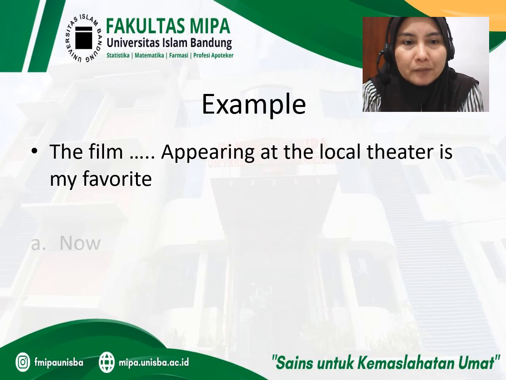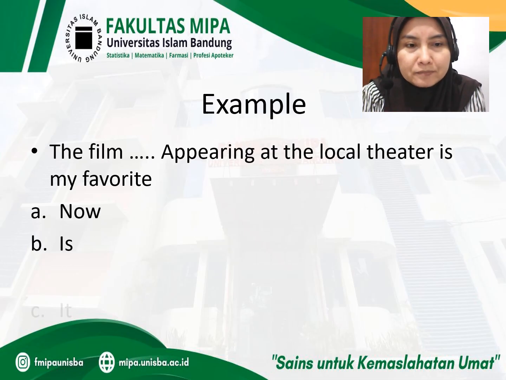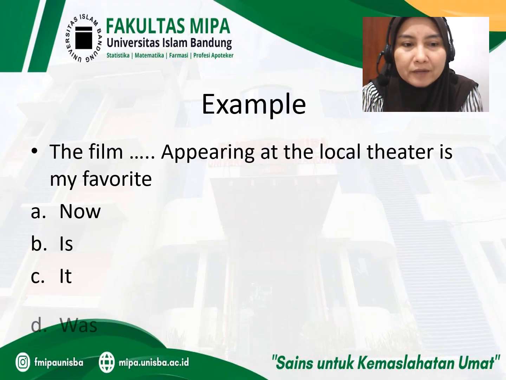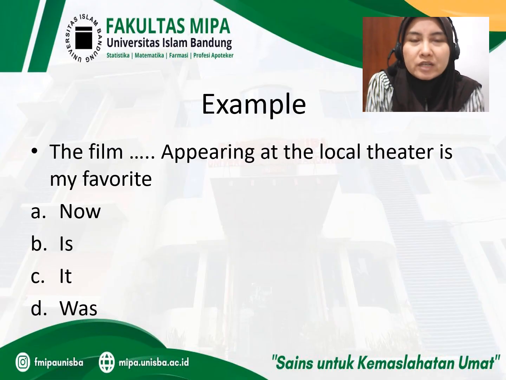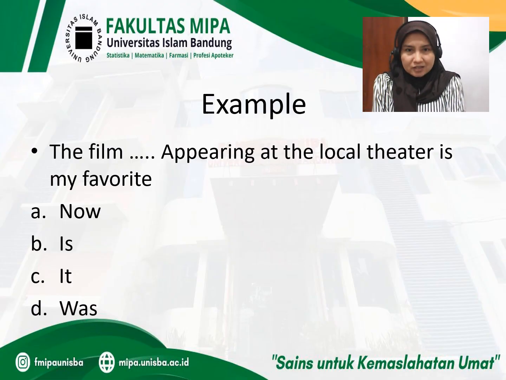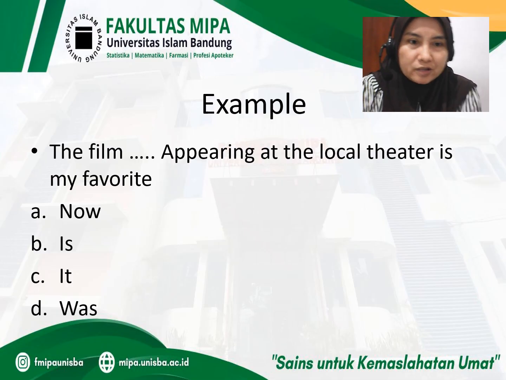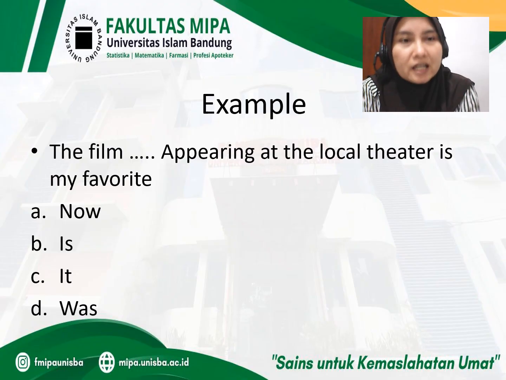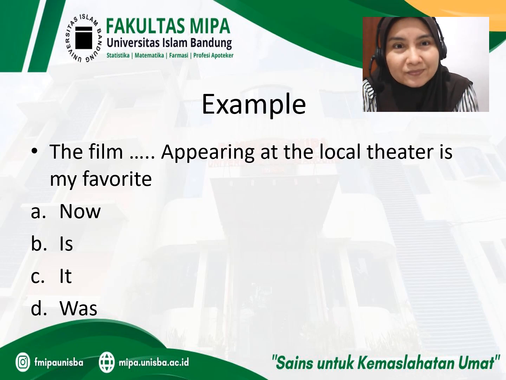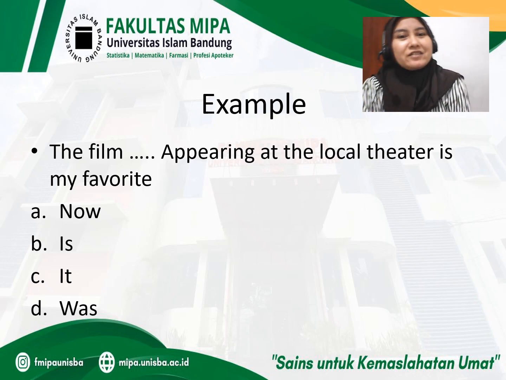Let's look at an example. "The film, blah blah blah, appearing at the local theater is my favorite." First we need to identify the structure in the question, about the present participle. As usual, we have to find the subject in the sentence. Where is the subject in this question? The film, yes, the subject is the film.